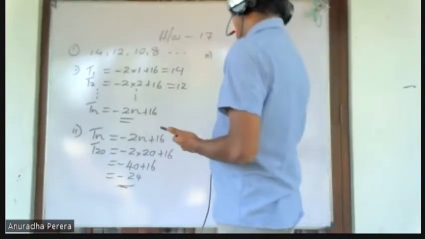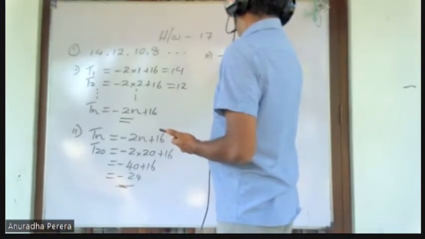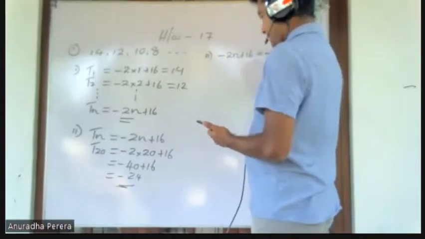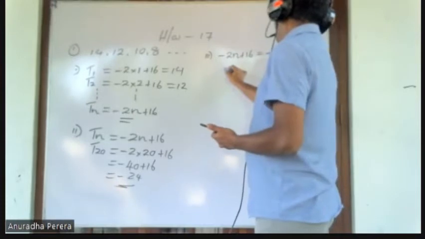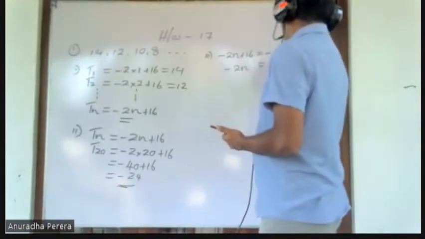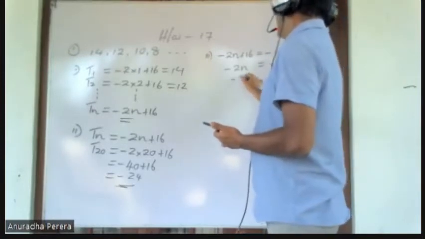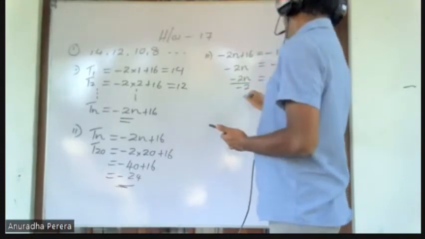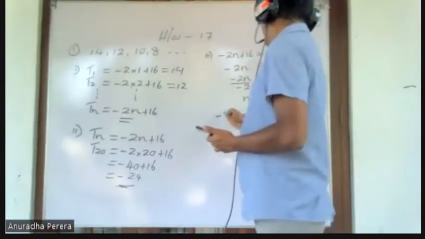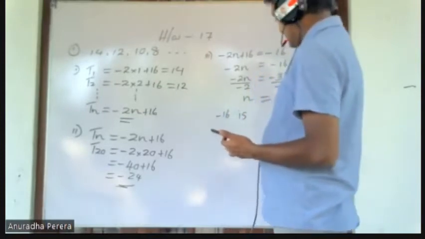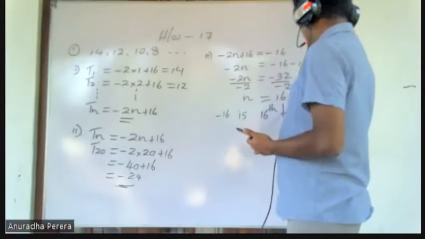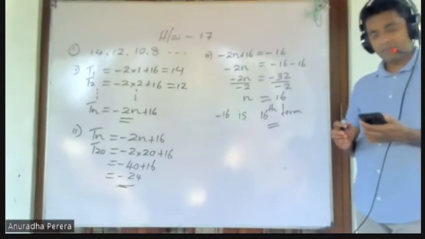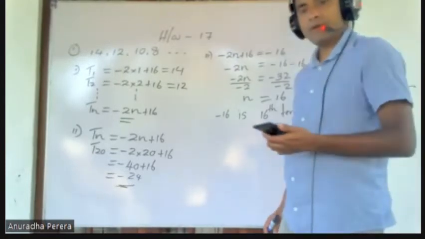Which term is -16? Construct an equation. Take the equality with the general term and the given value. It is -16. Then -2n plus 16 equals -16. -2n equals -32. Divide both sides by -2. n is 16. -16 is the 16th term. Is this the answer? Yes, sir. Right.